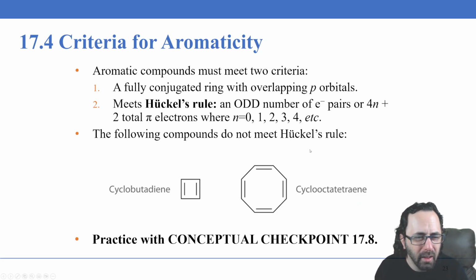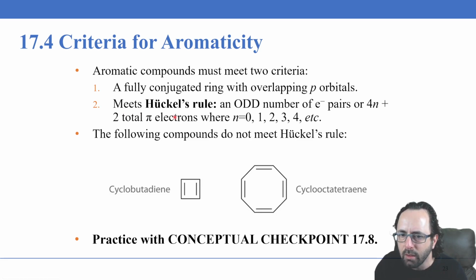So if cyclobutadiene and cyclooctatetraene are not aromatic, and the benzene ring is, why is that? And how can we determine if a ring is aromatic or not? Well, first of all, an aromatic ring has to meet not just one criterion. It can't just have a fully conjugated ring with overlapping p orbitals, because cyclobutadiene has that, cyclooctatetraene has that, but they are not aromatic in the same way that benzene is.